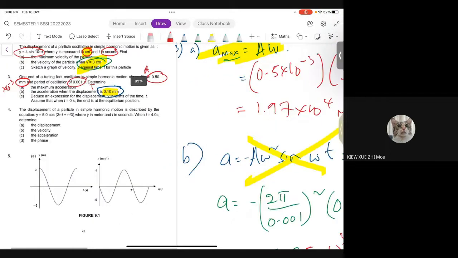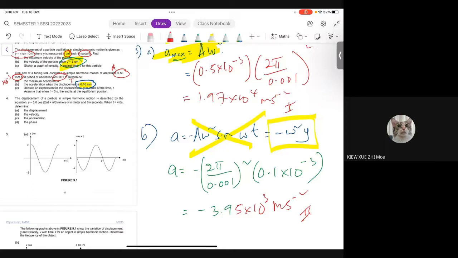Alright, the next one. They ask you to deduce the expression of y in terms of t, and assume that when t is 0 it is at the equilibrium. So what it means is that when t is 0 it is at equilibrium, meaning it starts with sine.